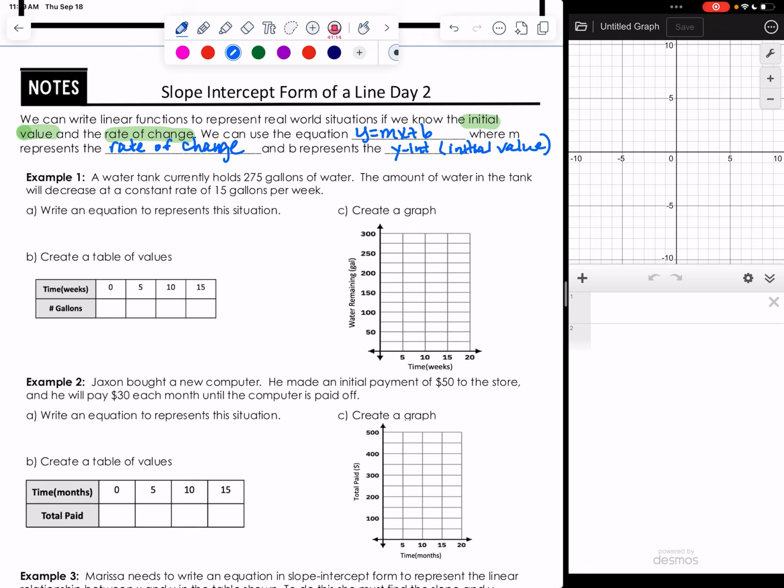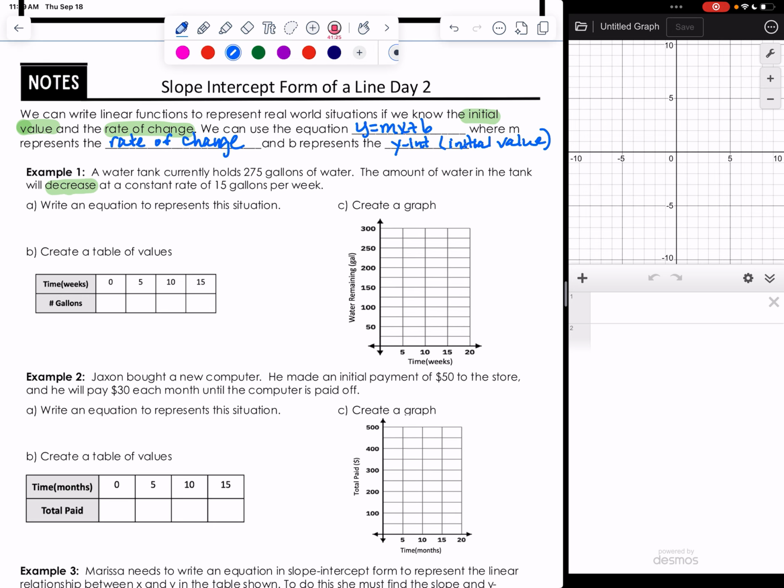So in example 1, it says a water tank currently holds 275 gallons of water. The amount of water in the tank will decrease, and this is very important, at a constant rate of 15 gallons per week. So in part A, they want us to write an equation that represents this situation. So we'll say y equals, the rate of change was 15, a decrease of 15 gallons per week, and the initial value was 275 gallons.